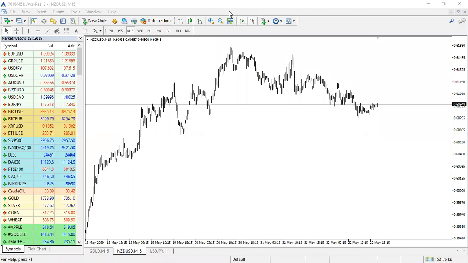Just give me a shout if you have any pairs you want us to check out. If you have any pair that you want us to analyze, let me know.